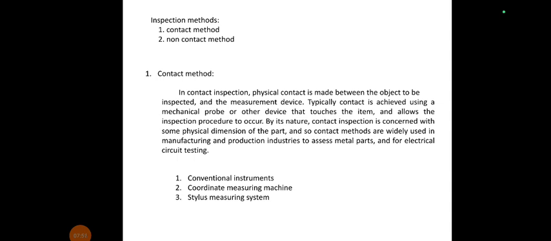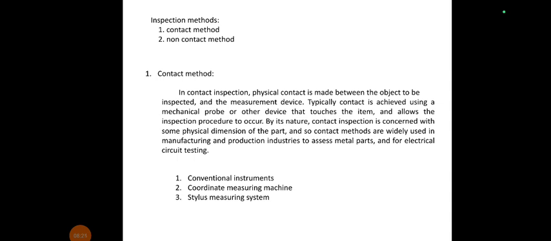Next one, next topic. In this, some physical dimensions of the part are measured using contact methods, widely used in manufacturing and production industries to assess metal parts and electrical circuits. That is the first one, conventional instrument, coordinate measuring machine.